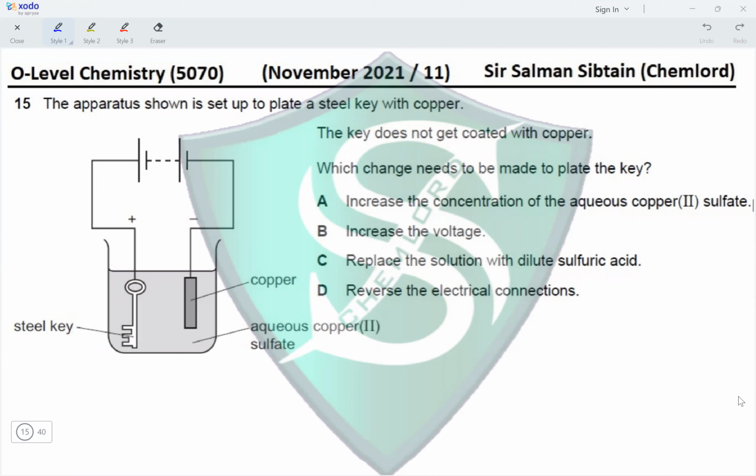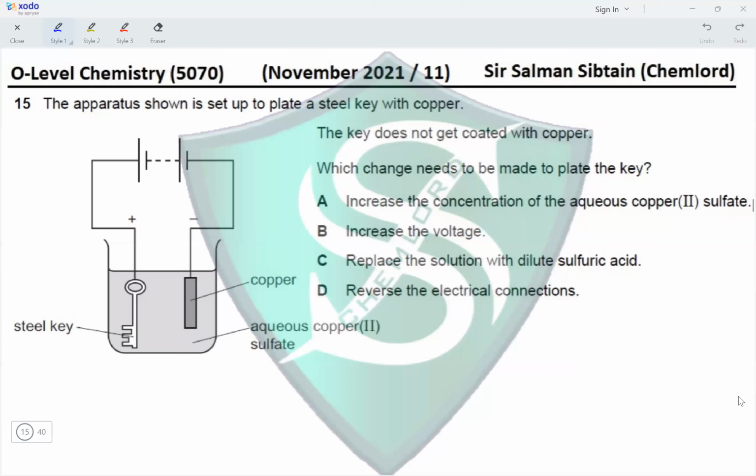If we had to coat the key with copper, it should have been placed at the cathode, because if you place a copper rod at the anode, it will undergo oxidation. Copper ions will go into solution, and at the cathode where the key would have been present, again the negative terminal, the copper ions would have reduced and deposited on the key. So basically, the positions of the two electrodes are incorrect.